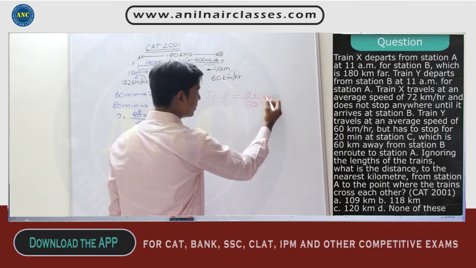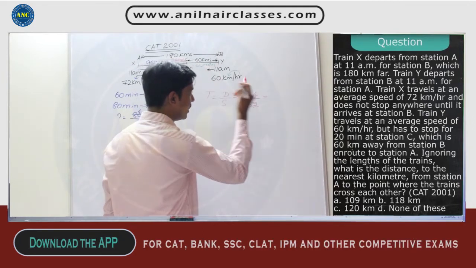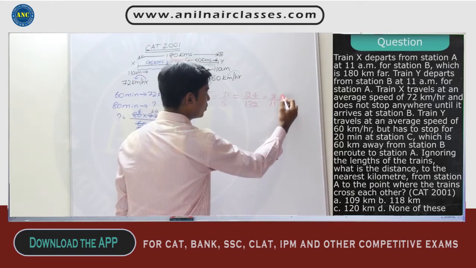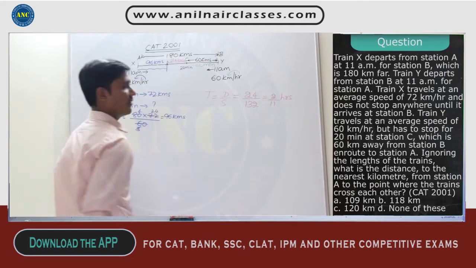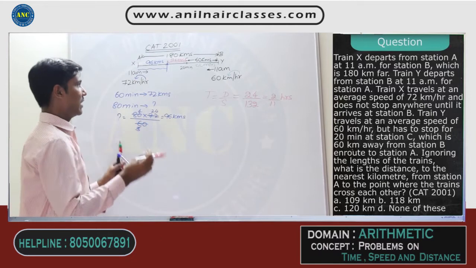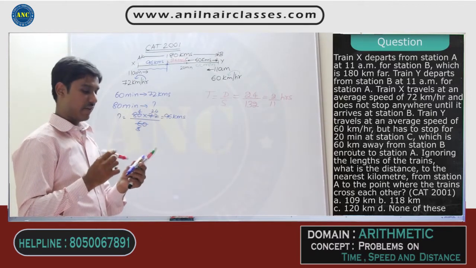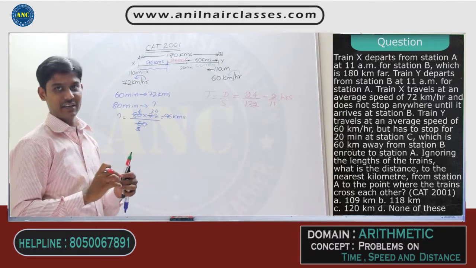So it will be 6 times, or 12. 12 into 2, 12 into 11. So 2 by 11 hours. They will take 2 by 11 hours. That means they both will travel for 2 by 11 hours and then they will meet. That is the meaning of it.